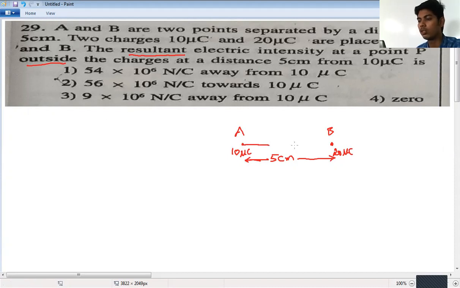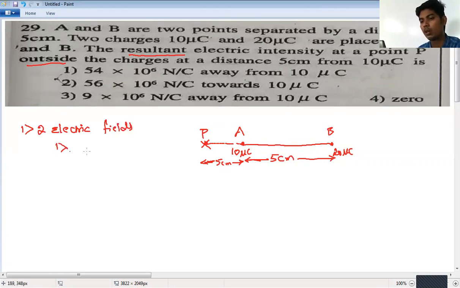These are the two charges. Let us suppose P is a point outside the two charges, at a distance of 5 centimeter from A. So this is some point P which is at a distance of 5 centimeter from the charge of 10 microcoulomb. We need to find the resultant electric field intensity at this point. First thing to be remembered is that there will be two electric fields at point P.